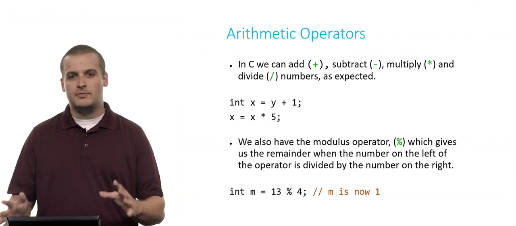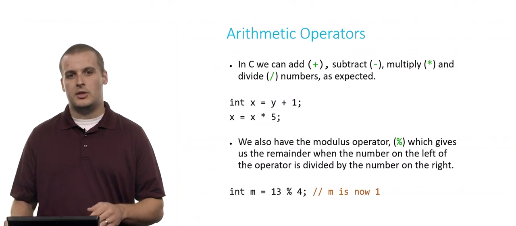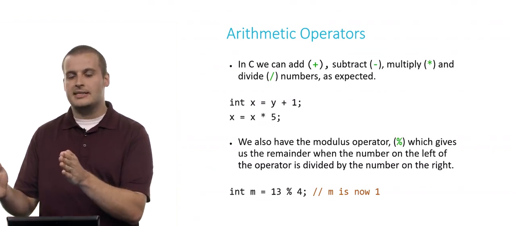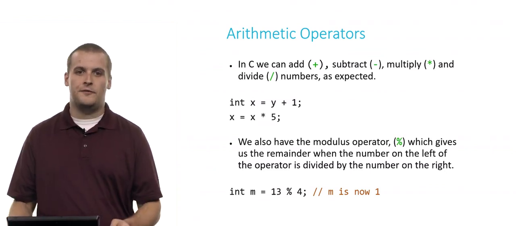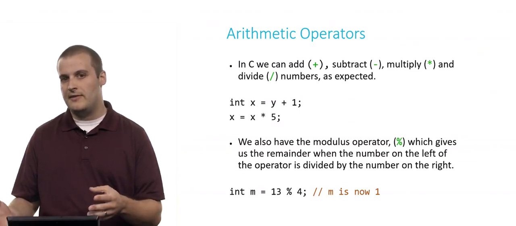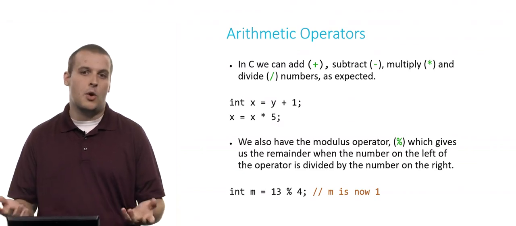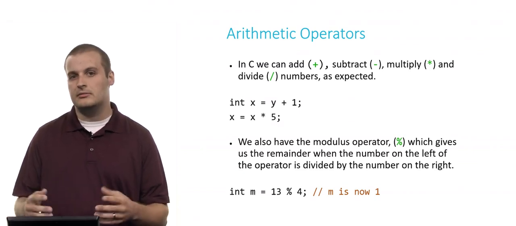Now, it's maybe a little confusing, but the way that assignment works in C is the value on the right gets assigned to the value on the left. So first we evaluate x times 5. So 11 times 5 is 55. And then we store that value in x. The 11 that was there before is now overwritten, and so x's value is now 55.